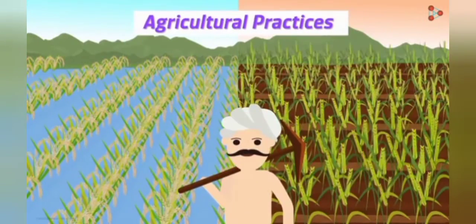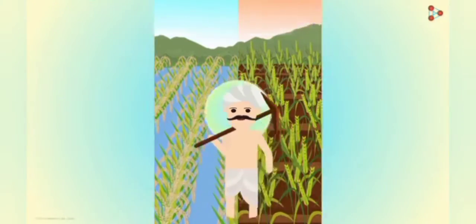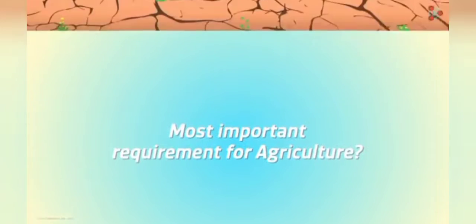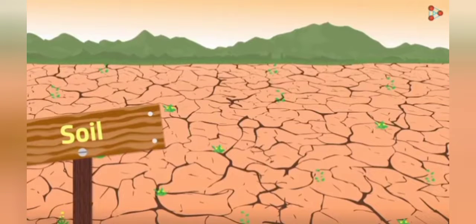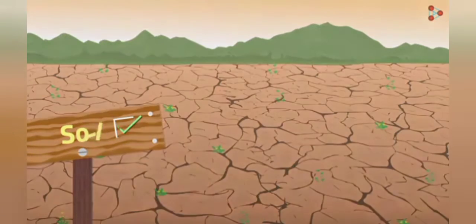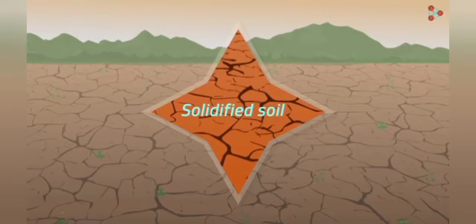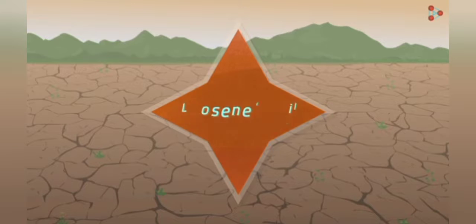Agricultural practices, right? We decided to learn the various processes used for the activity of agriculture. What do you think is the most important requirement for agriculture? Soil, that's right. But do you know that soil needs to be prepared for crop production? Yes, soil is usually found solidified into hard chunks of soil mass. This soil needs to be softened and loosened.